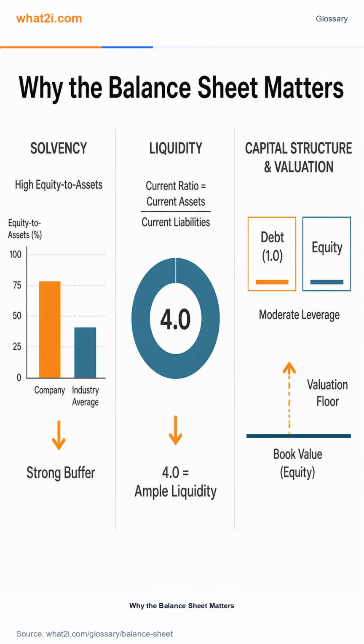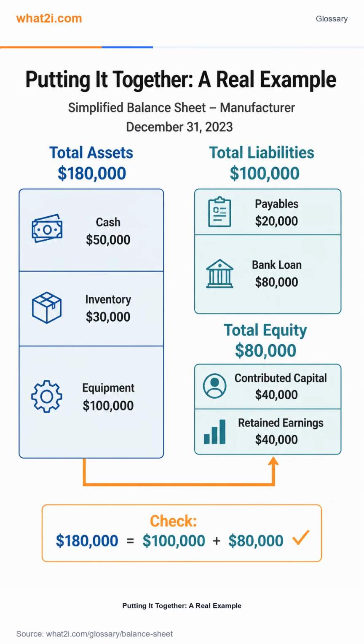Investors use the balance sheet to check a company's financial health in three key areas. Solvency measures long-term debt safety through a high equity-to-assets ratio, while liquidity looks at short-term bill-paying ability, like a current ratio of 4. Finally, capital structure weighs debt versus equity, and book value provides a valuation floor against the market price. Let's look at a real example for a manufacturer.